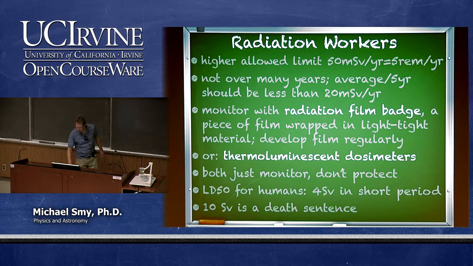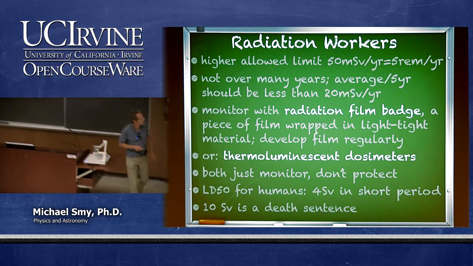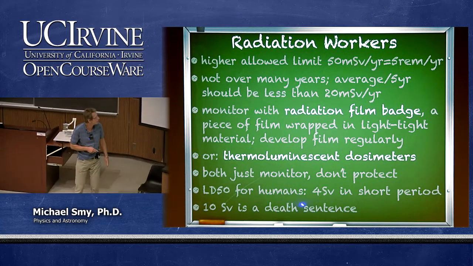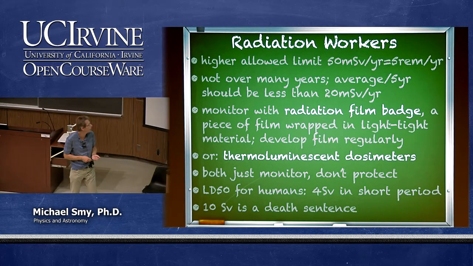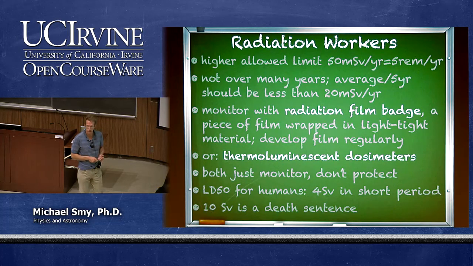And the radiation exposure of radiation workers is monitored with devices such as a radiation film badge, which is a piece of film that's wrapped in light-tight material, and periodically that film is developed, and then the total exposure is measured. Or a more modern device is a thermoluminescent dosimeter. But all those devices don't protect against radiation. They just monitor how much radiation occurred. And by the way, the 50% lethal dosage for human beings is 4 sievert in a short period of time. And 10 sievert pretty much means you're going to die.